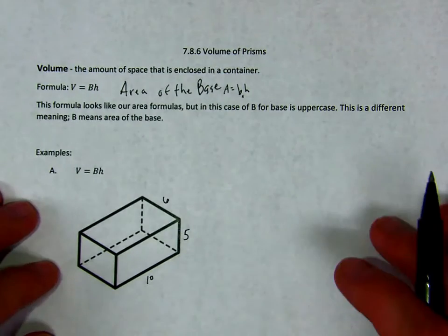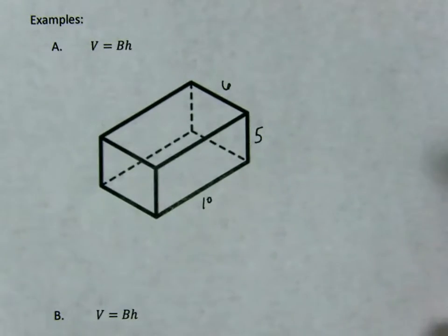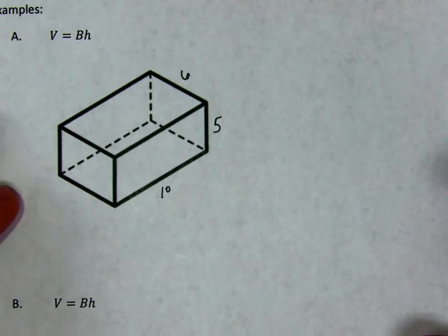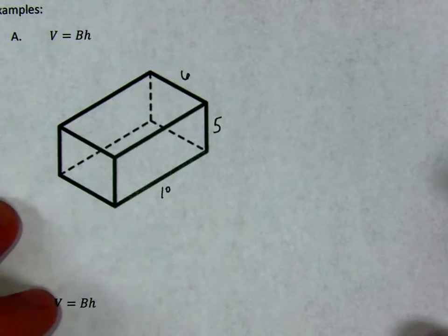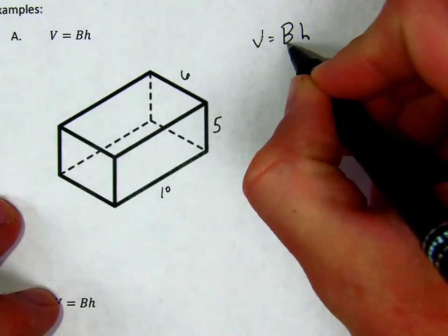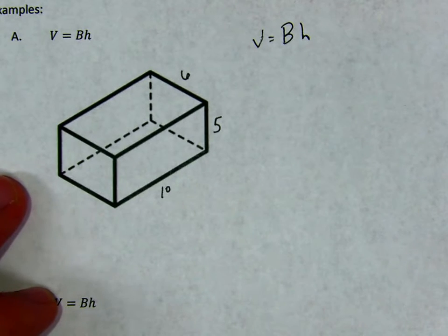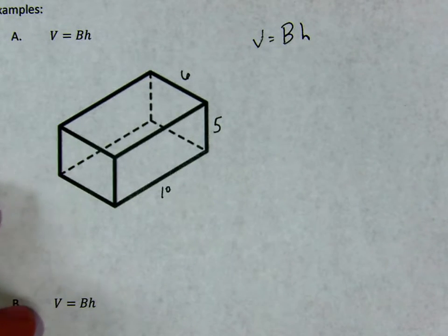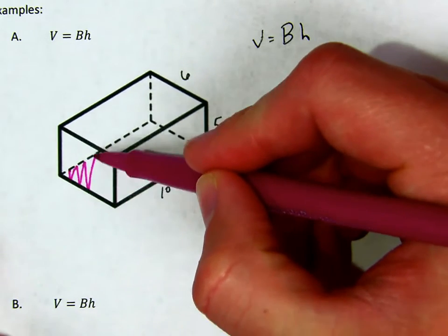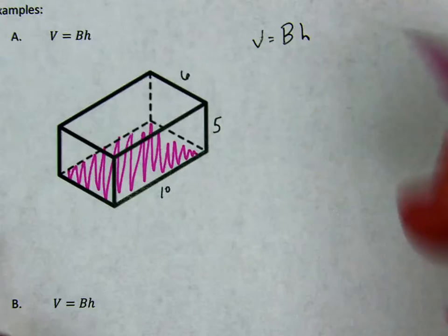First is example A, volume of a rectangular prism. First step, I'm going to write my formula: volume equals base, area of the base, times height. In this case, our base is a rectangle. Obviously it's a rectangular prism, so this is our base. The bottom, I like to use the bottom rectangle.